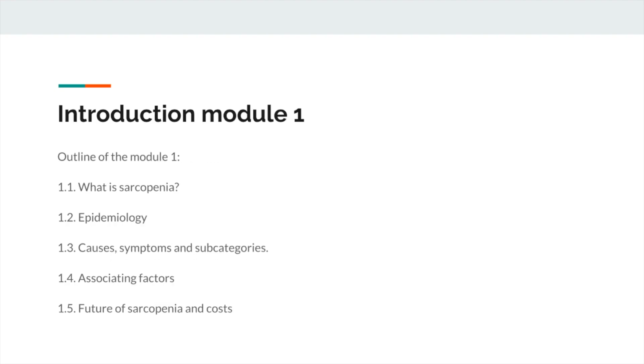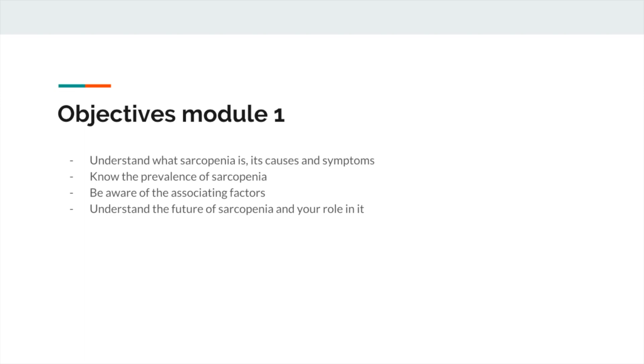Module 1 consists of 5 crucial topics. What is sarcopenia? Epidemiology, causes, symptoms, and subcategories, associating factors, and future of sarcopenia and the costs. After this lecture, you're supposed to understand what sarcopenia is, its causes and symptoms, know the prevalence of sarcopenia, be aware of the associating factors, and understand the future of sarcopenia and your role in it.